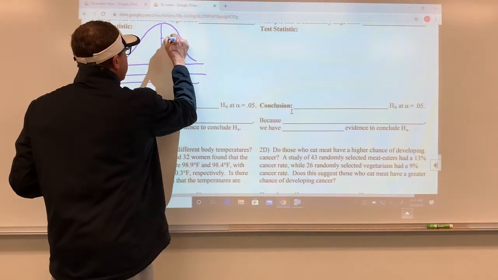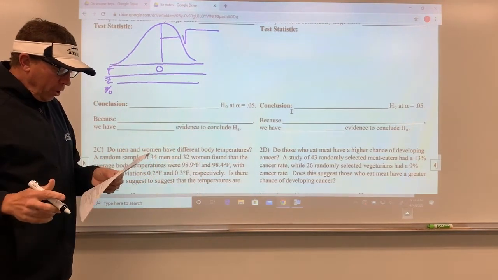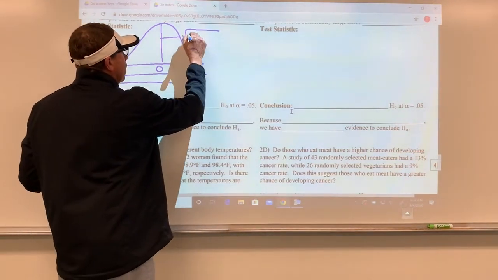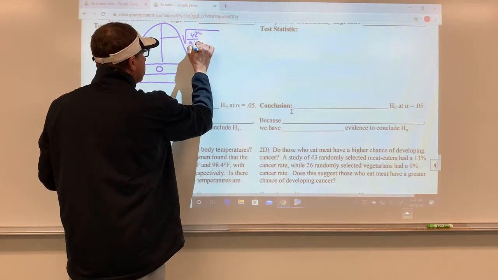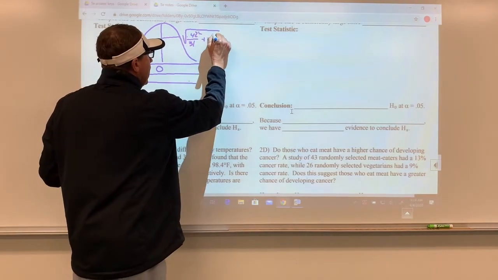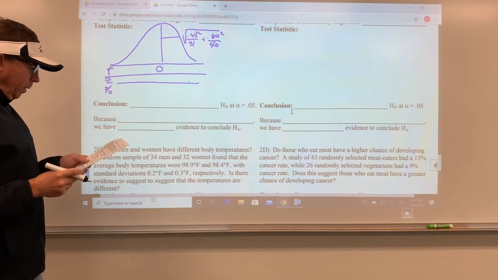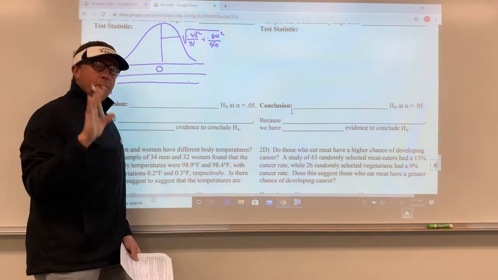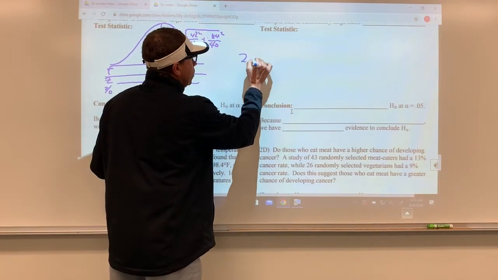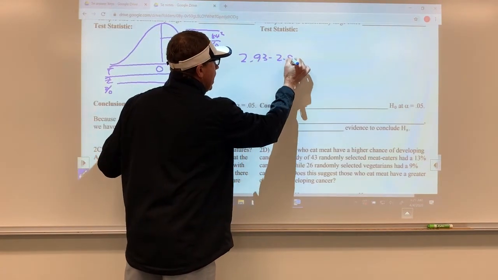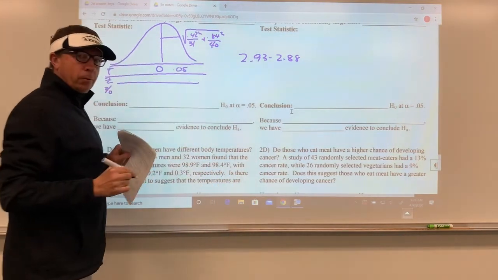Then you're going to set up your standard deviation. But when you set up the standard deviation, you're never actually going to calculate it. 0.42 squared over 31 plus 0.84 squared over 40. You're just going to leave it there. Now, the difference between the two means was 0.05. If you remember, it was 2.93 minus 2.88. That's 0.05. I'm just going to write 0.05 as the difference from the x bars.